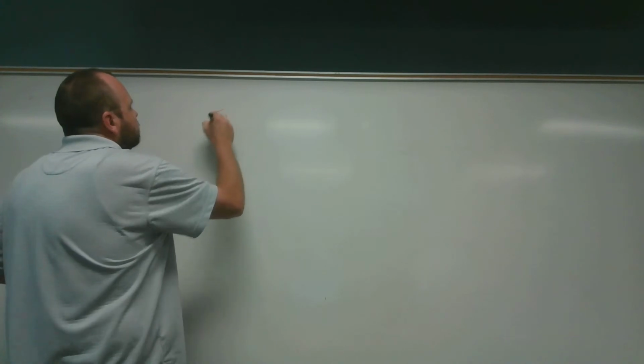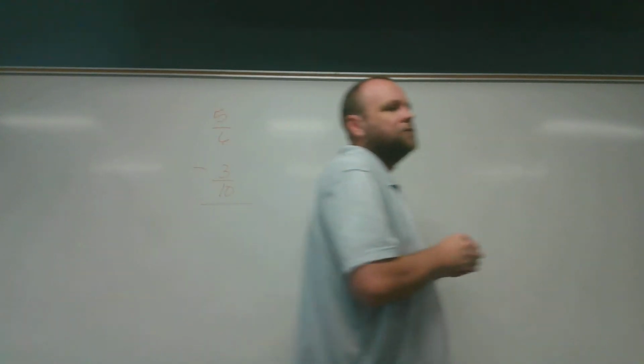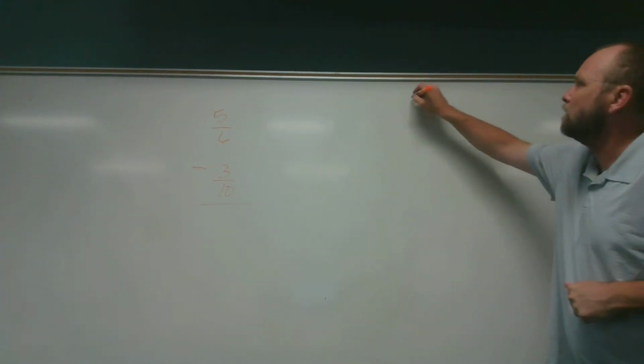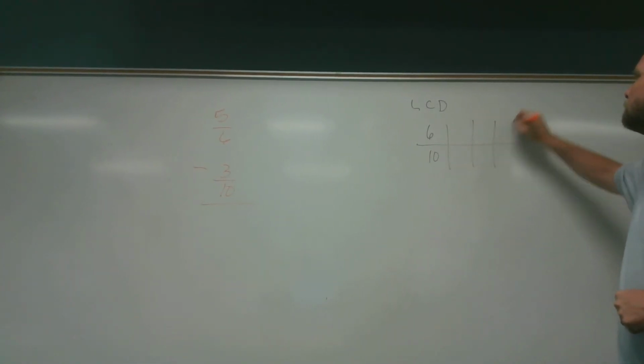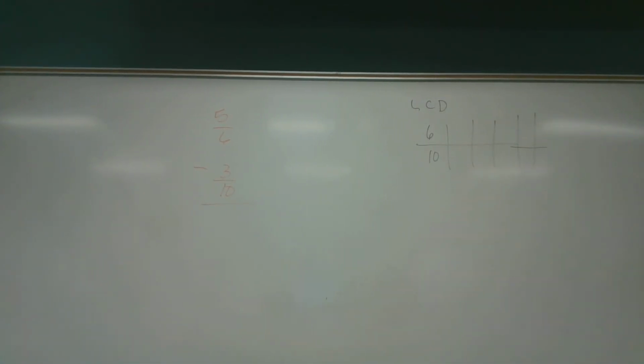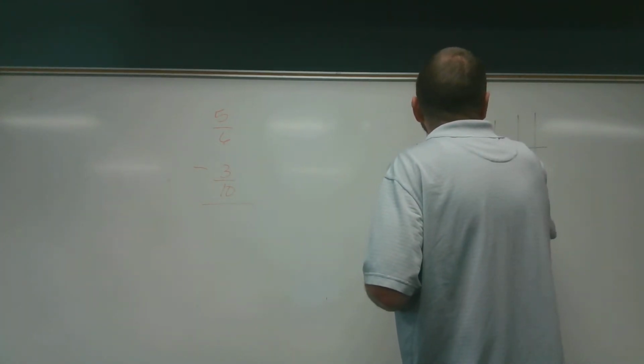Let's do 5/6 subtract 3/10. Chloe, can I subtract those fractions how they're currently written? Why not, Chloe? We don't have the common denominator, so we need to find the least common denominator for 6 and 10. What is it, Chloe, do you think? 30.